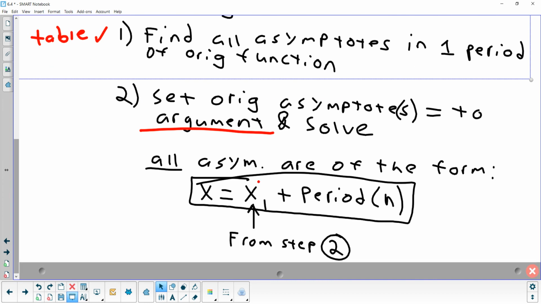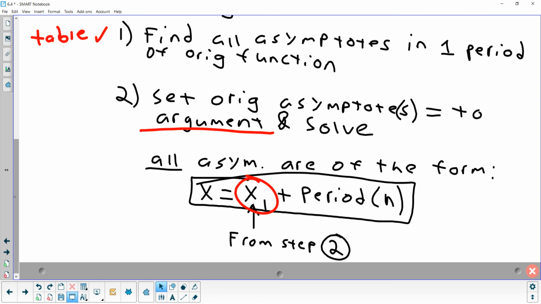So this is from step 2. And then we put plus the period times n. Okay, we'll go through an example of that. But that table that I gave you, that's going to be really helpful to doing step 1. Find all asymptotes in 1 period. Just go to your table.